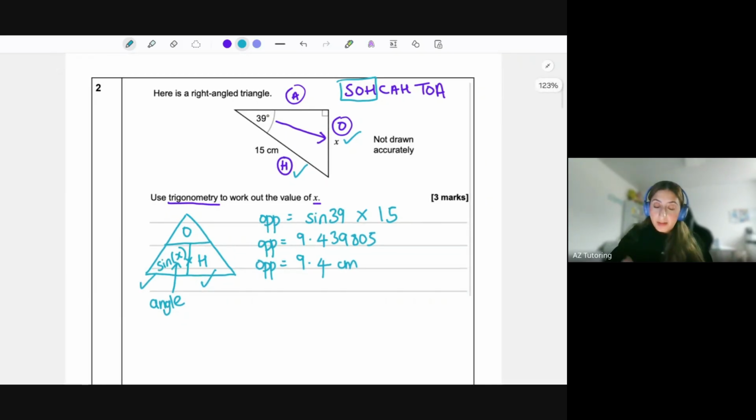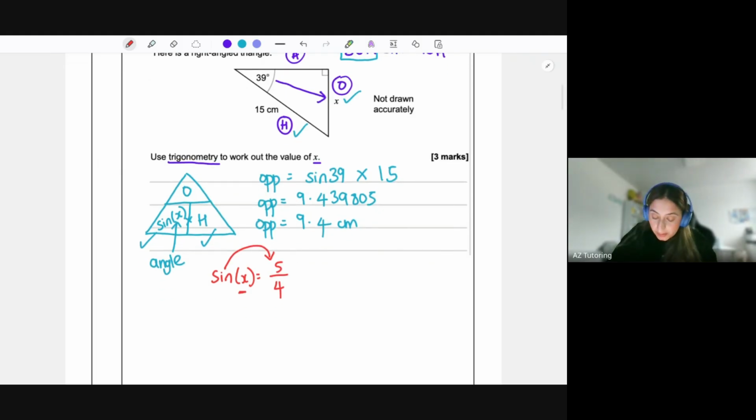One fact to remember is if you are working out your angle, so for example, if I had something like sine of x equals 5 divided by 4, and you would need to find out x. To find out x, you always have to take the sine to the other side, and you have to use the inverse trig function. So it would look something like this: x equals sine to the power of -1 times by 5/4.